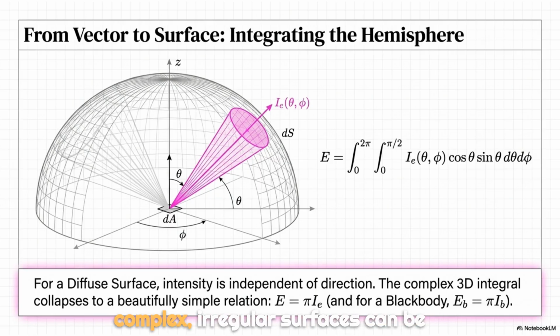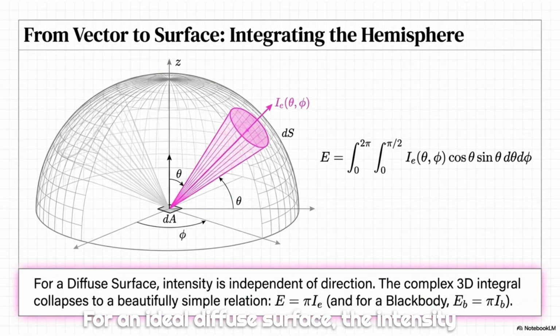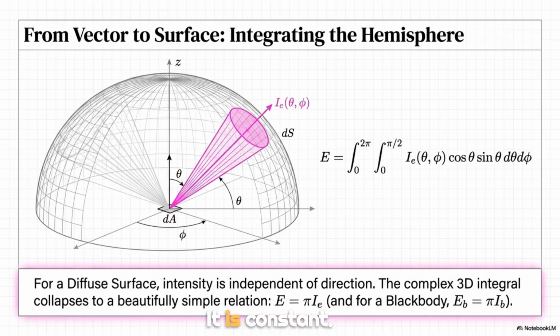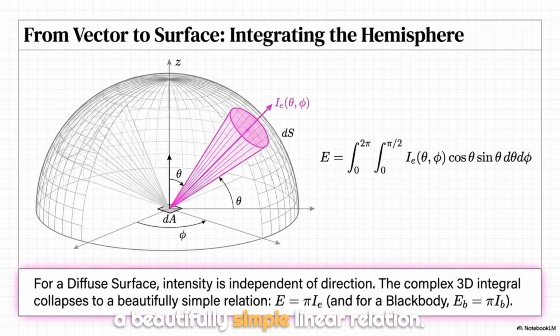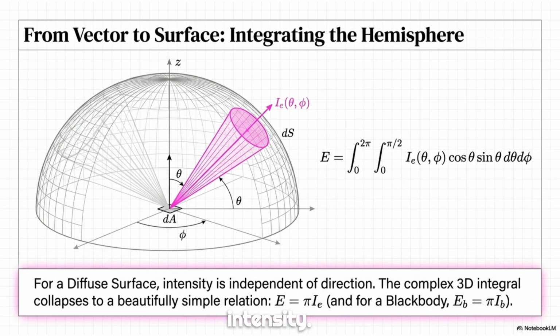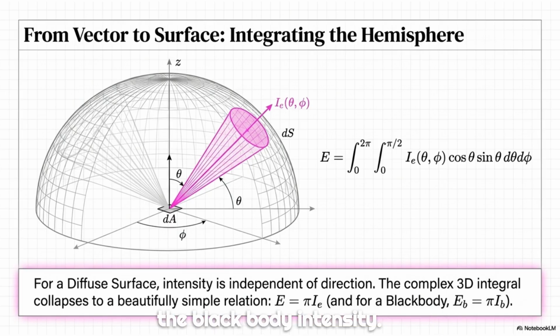Performing this double integration for complex, irregular surfaces can be incredibly difficult. However, look at the highlighted pink box running along the bottom. For an ideal diffuse surface, the intensity is entirely independent of direction. It is constant. Because it's a constant, it can be pulled out of the integral. As a result, the complex three-dimensional integral collapses into a beautifully simple, linear relation. The two equations inside this bottom callout box define this collapsed relationship, stating that for any diffuse surface, the total emissive power is simply pi multiplied by the radiation intensity. For a blackbody, the total blackbody emissive power is equal to pi multiplied by the blackbody intensity. This elegant simplification is used extensively in thermal modeling.